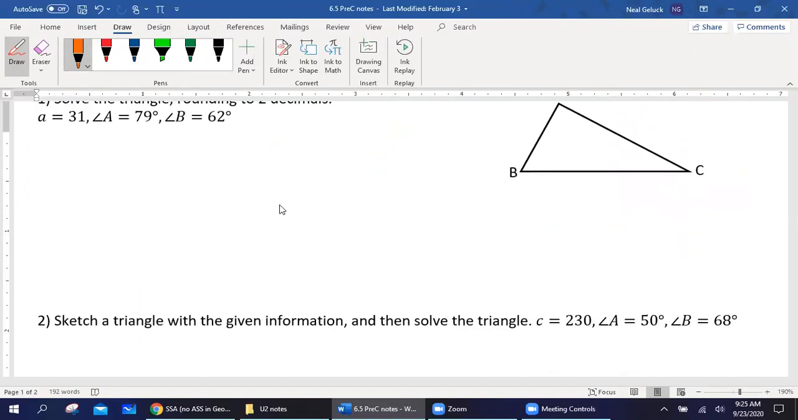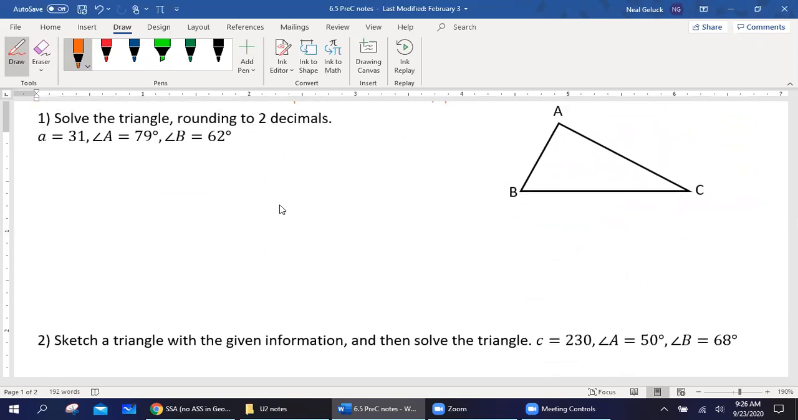Now, this section and the next one will be using our calculators, but I will show you how you would express an answer on a quiz or exam when you don't have a calculator. So solving the triangle means finding out all the information. I'm given side a, lowercase a, the opposite of angle A. I'm given angle A of 79 and angle B of 62. So the case we have here is angle, angle, side: two angles and the side that's not between them.